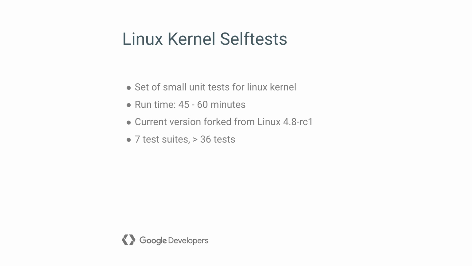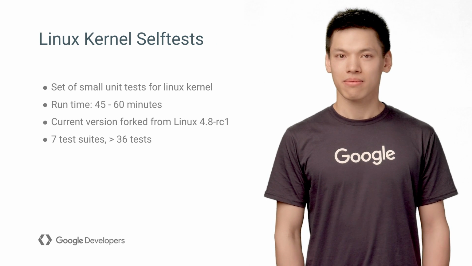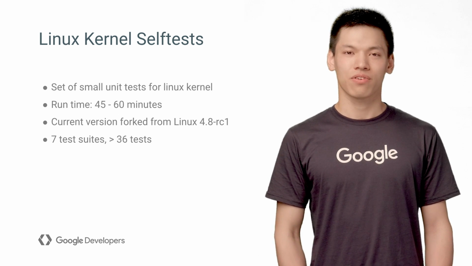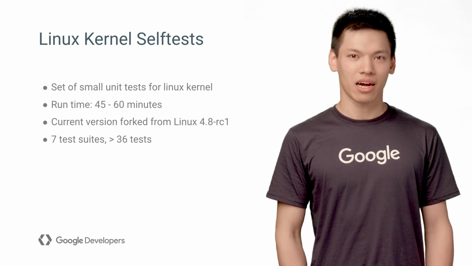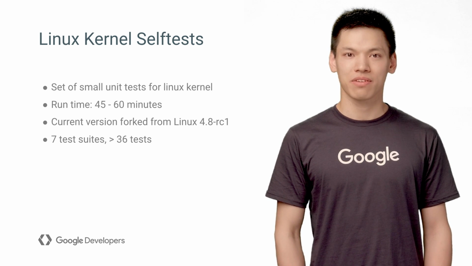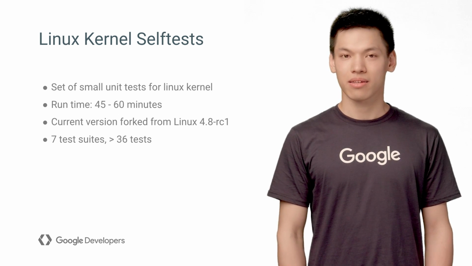Linux kernel self-test, or kselftest, is a set of unit tests for Linux kernel. It is ported from Linux kernel repository to VTS in a similar way as with LTP. The current version of kselftest in VTS is forked from Linux 4.8 RC1, containing more than 36 test cases from 7 test suites, which takes around 1 hour to run.